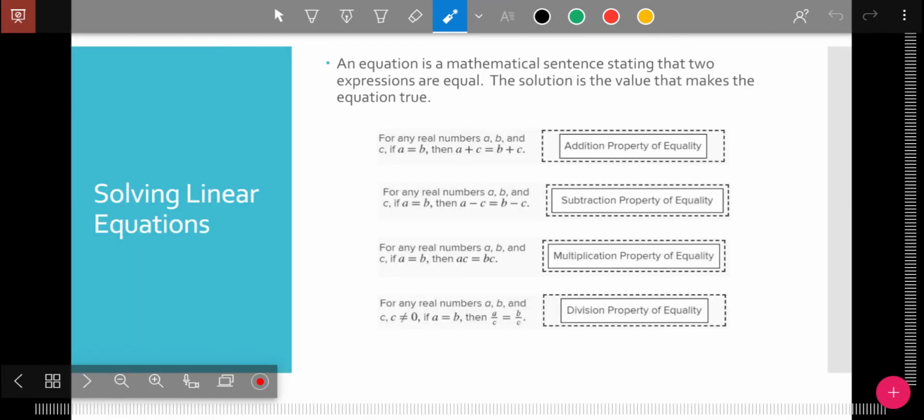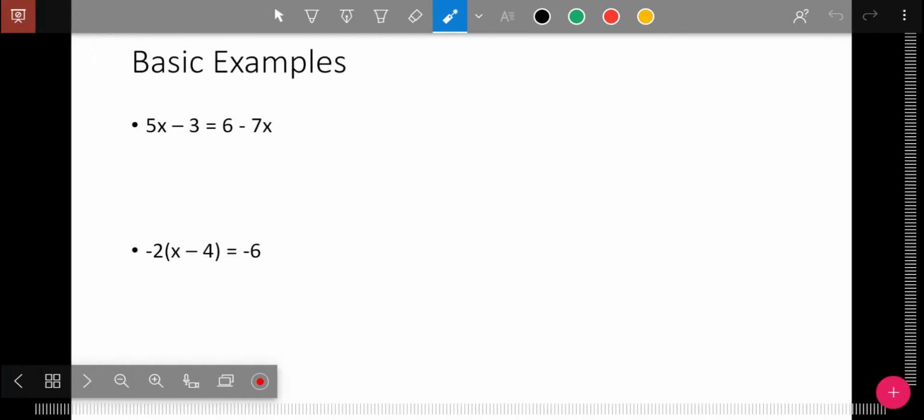Right? And so, this is nothing new on this slide. An equation is a mathematical sentence stating two expressions are equal. So if it has an equal sign, it's an equation. The solution is the value that makes it true, and so then you have to solve it. You're either adding to both sides, subtracting from both sides, multiplying both sides, or dividing both sides to try to make it true.